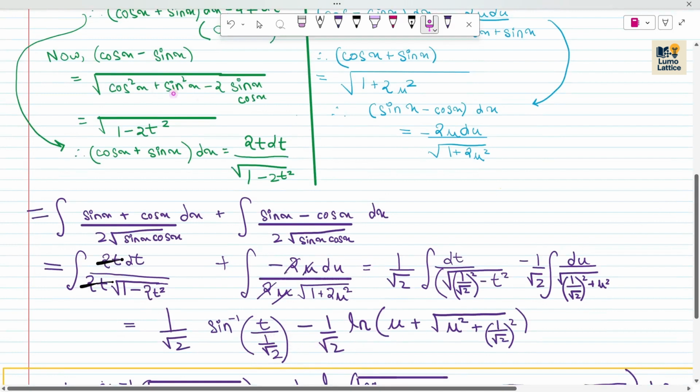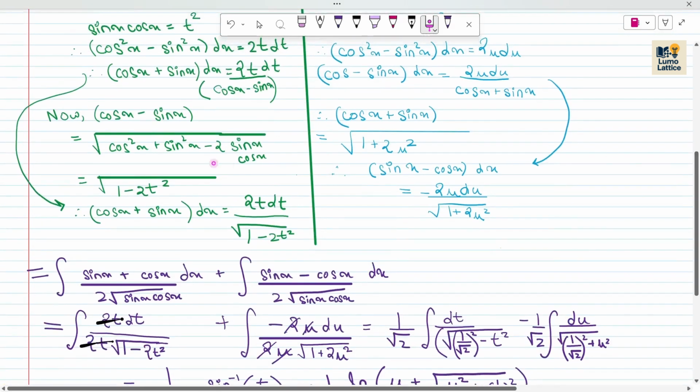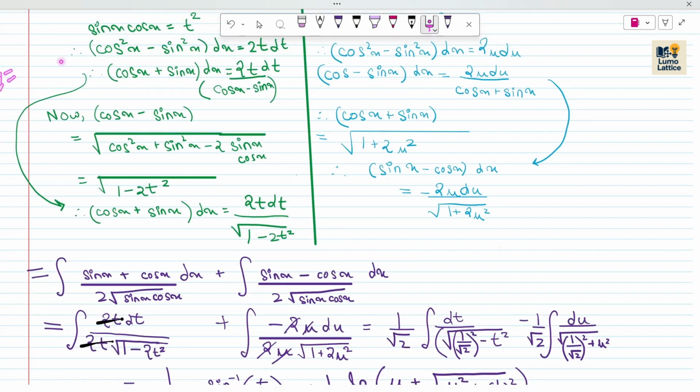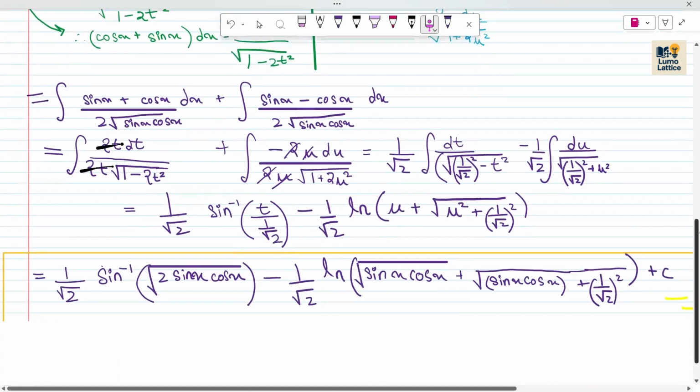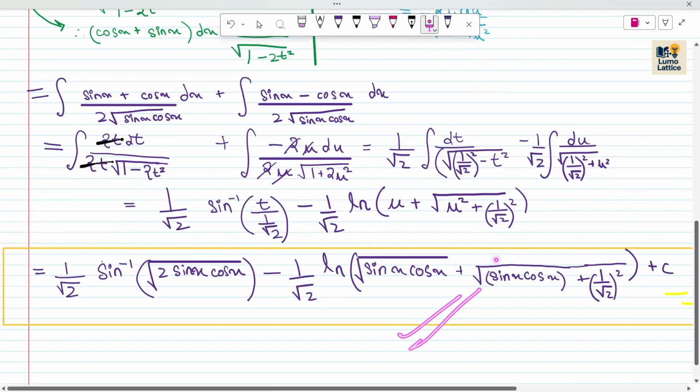Because here we see that t square was sin x cos x. Therefore t must be equal to root over sin x cos x. We have done this for both sides, and this is our final answer.